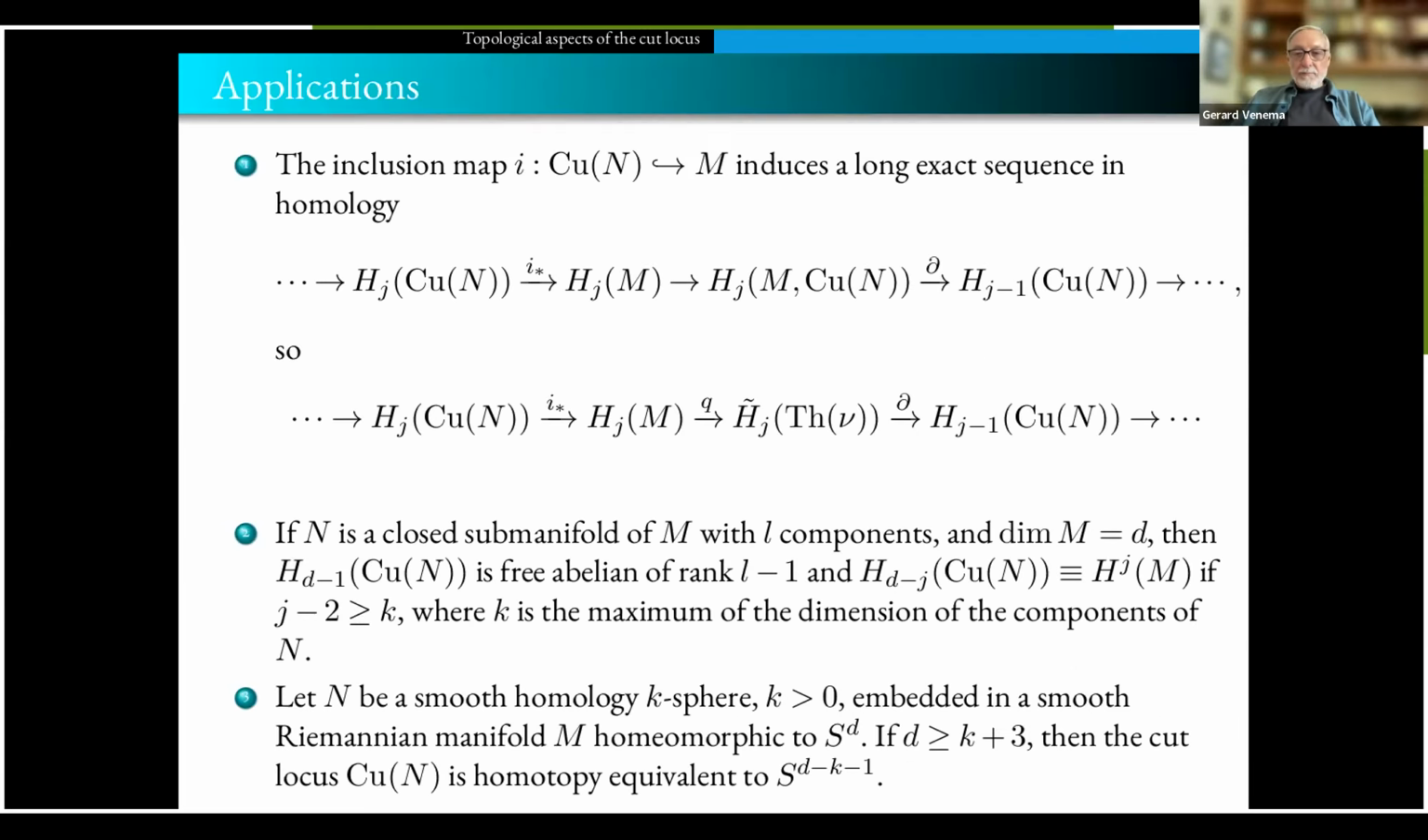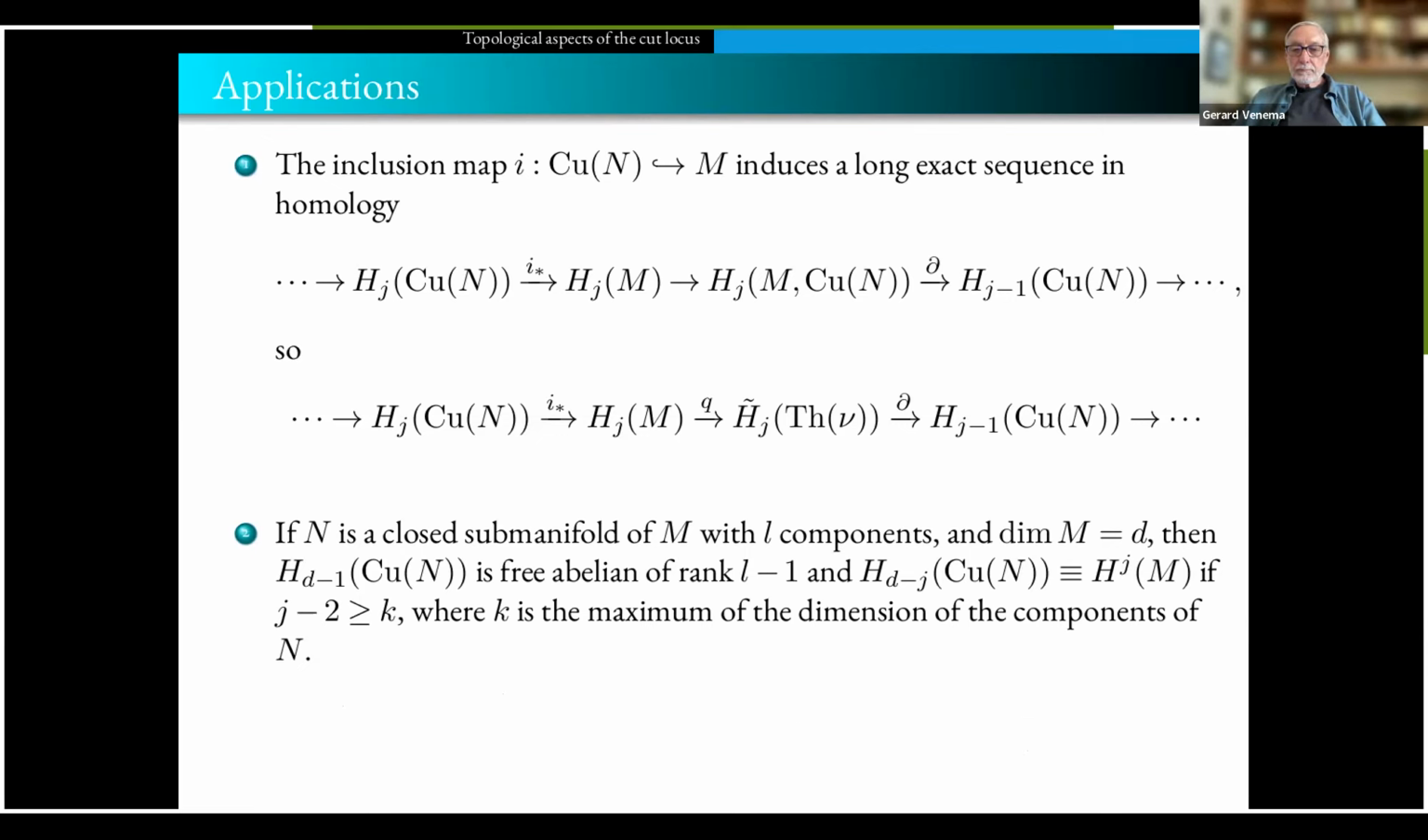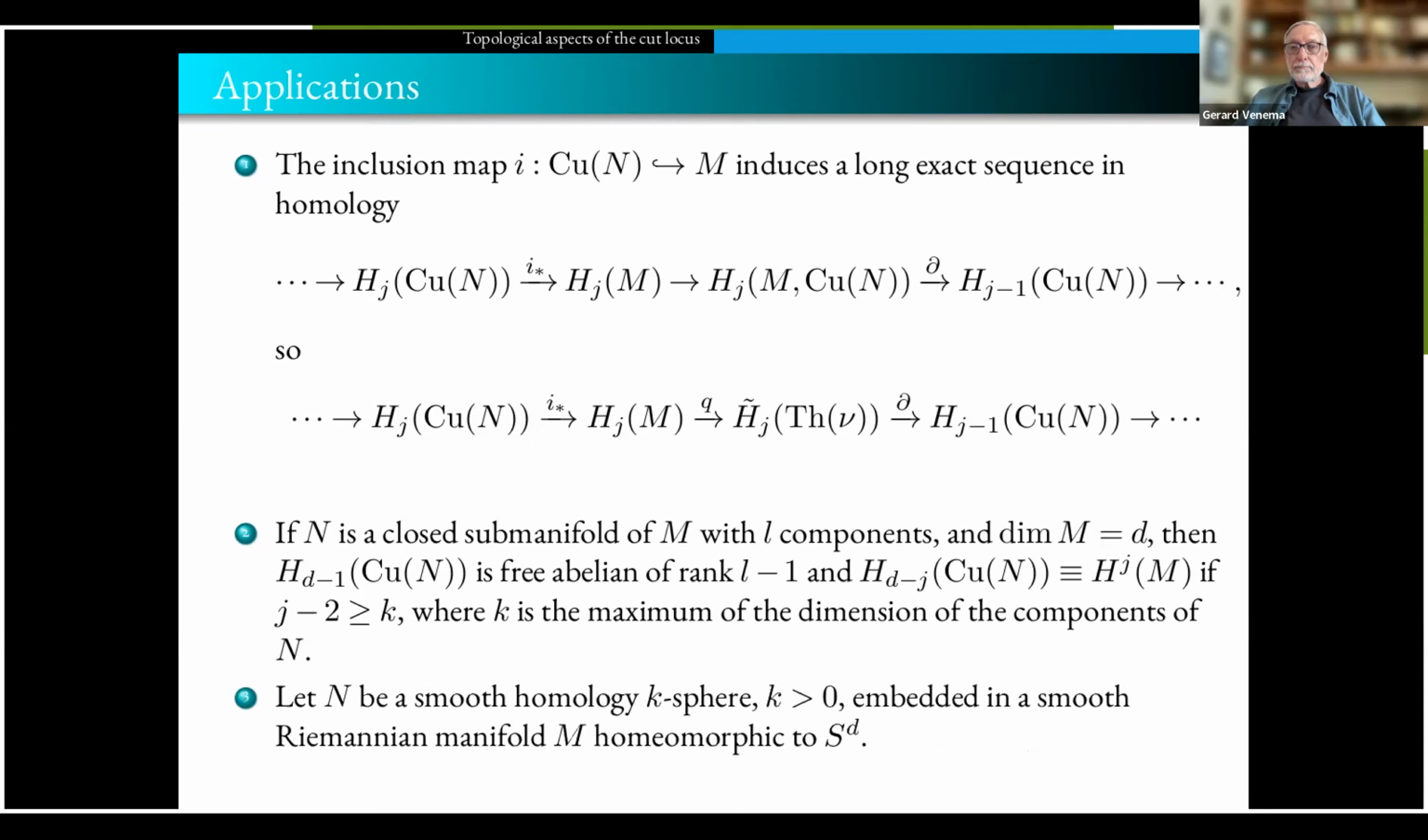Okay, thank you. Are there questions for the speaker? How do you prove the duality result? Sorry? How do you prove the result about the duality, this H_{D minus j} of the cut locus being the same as H? In order to prove this, we use Poincare duality. Okay, I see.